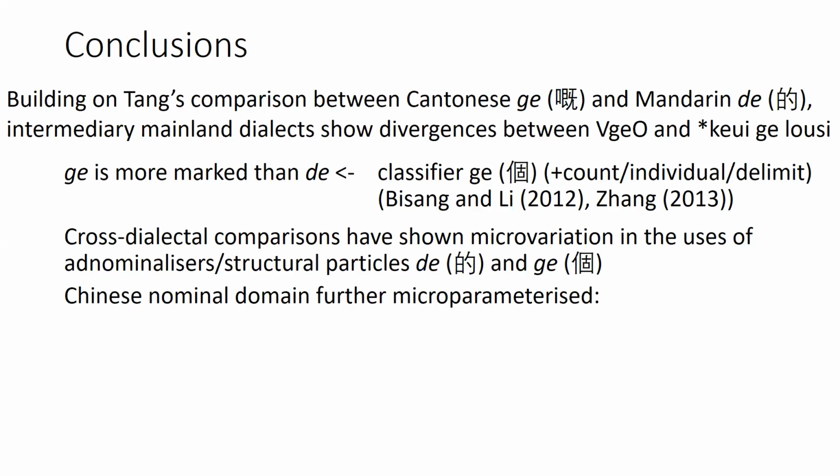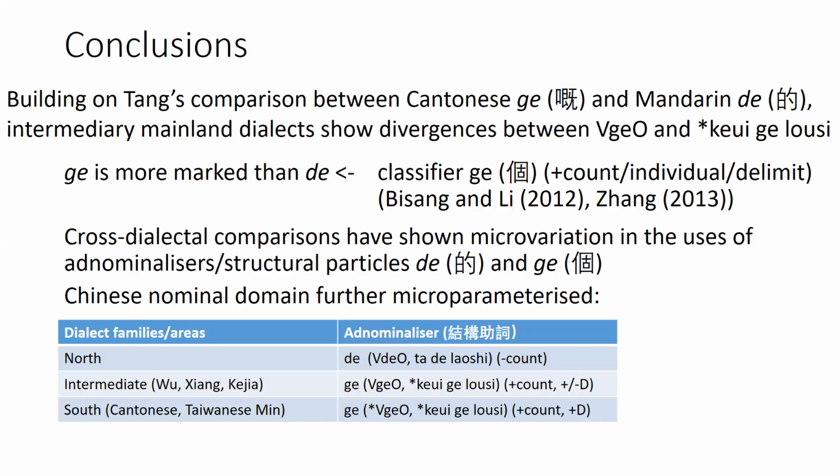Right, so if we look at the micro and parametric properties of the Chinese nominal domain, I suppose we could form something like this. In the north, we get de, and de here doesn't have count, and it doesn't necessarily have referentiality either. So it can be used as either VDO, or 它的老师. In the extreme south, we get the Cantonese and Taiwanese pattern where ge is both count and referential. So we cannot get either VGO or 佢嘅老師.